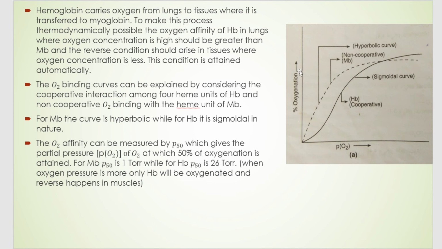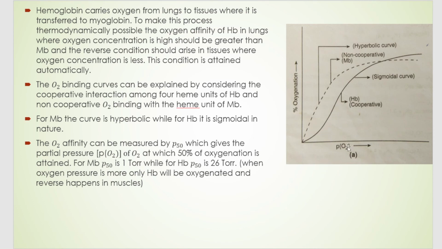So this is the percentage oxygenation and this is the oxygen pressure. Okay, so you can see that when the pressure is low, meaning the oxygen content is very less, this is the curve for myoglobin and this is for hemoglobin. So when the amount of oxygen present is very low, that is, the pressure of oxygen is very low, the percentage oxygenation of myoglobin is high whereas that of hemoglobin is low.